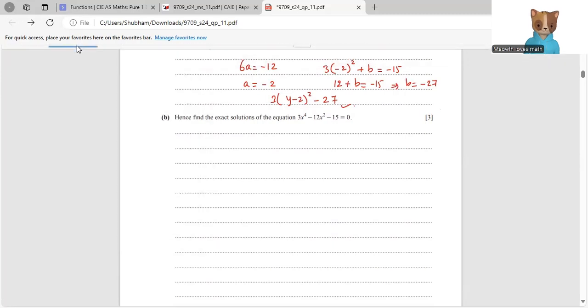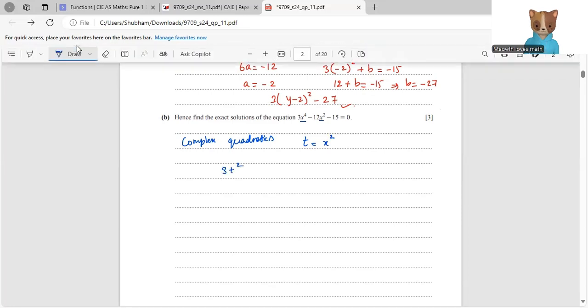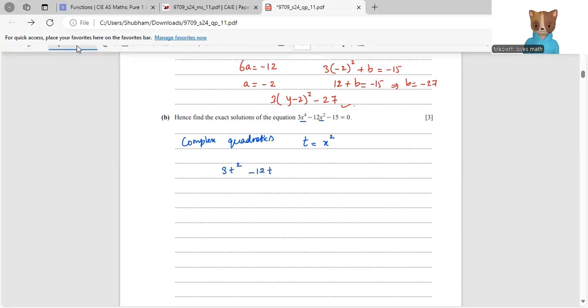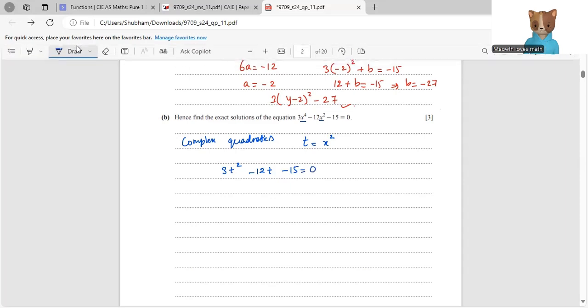Here we have find the exact solution of x to the power 4 and x squared. So this is from the topic of complex quadratics. Right? So we know how to solve complex quadratics by assuming t equal to x squared, so that this final equation becomes 3t squared minus 12t minus 15 equal to 0.